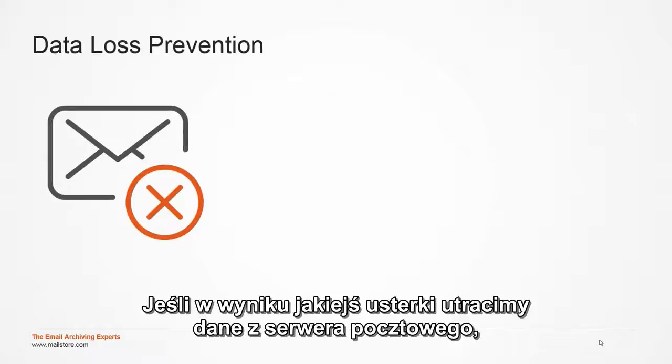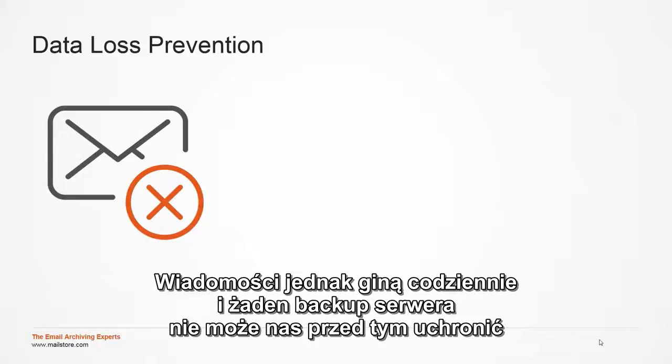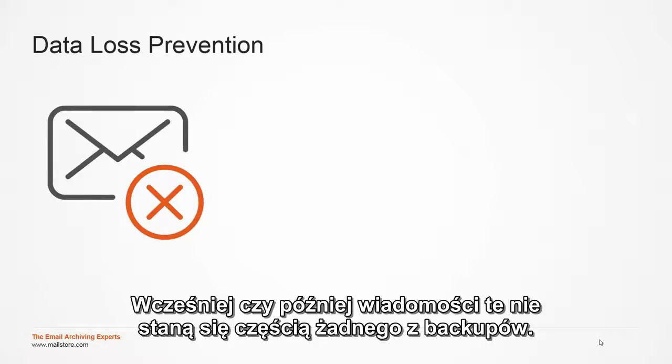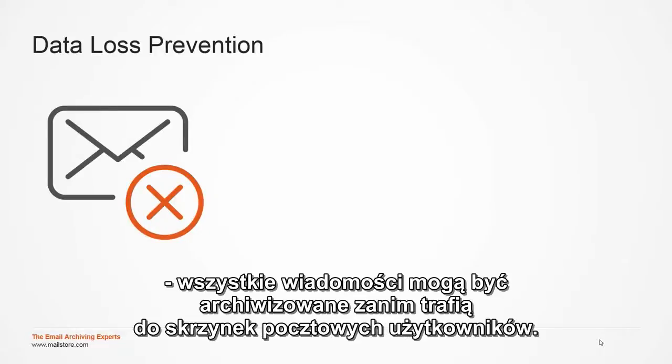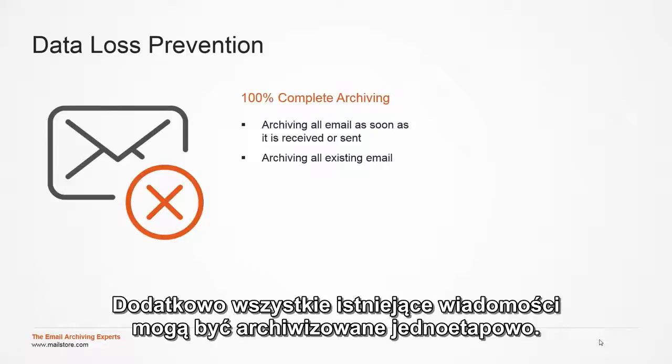If a technical malfunction results in data loss on the email server, it can normally be restored from backup. But email also gets lost every day without an email server backup being able to prevent this. As mentioned before, end users are usually able to delete mail from their mailboxes at will. Sooner or later, these emails will not be part of any backup. MailStore Server provides a simple solution. All email can be archived as soon as it is received or sent, that is, before it arrives in the end user's mailboxes. Additionally, all existing email can be archived in a single step.